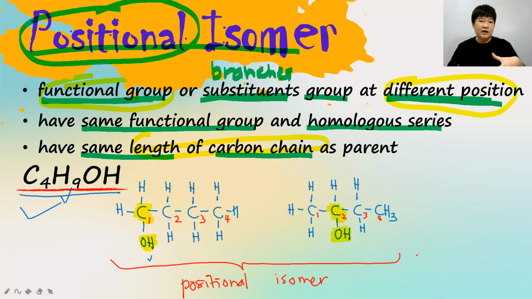Every time you answer a question on isomer, make sure you label what type of isomer you are drawing. Make sure you indicate which isomer they are. So right now, I have positional isomer, so I will just simply label it like that. Okay? Make sure you label that.